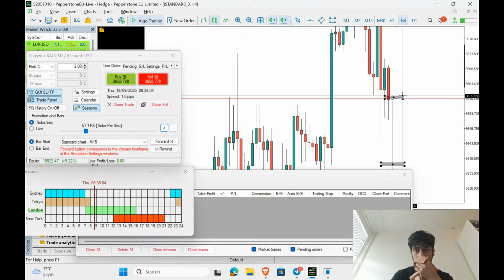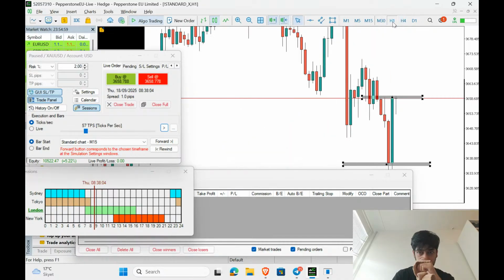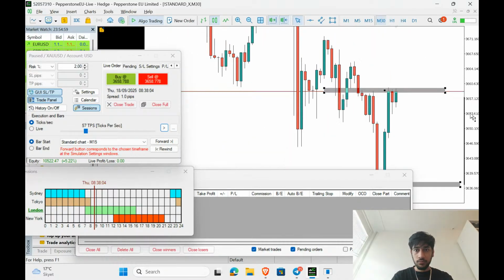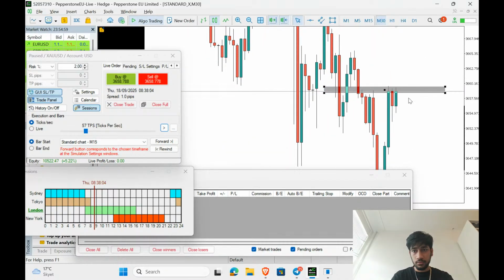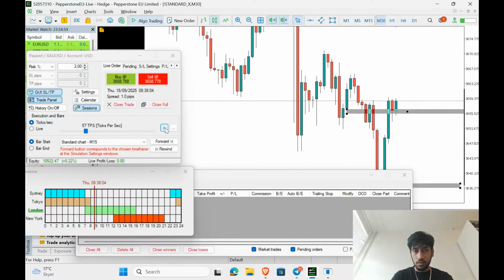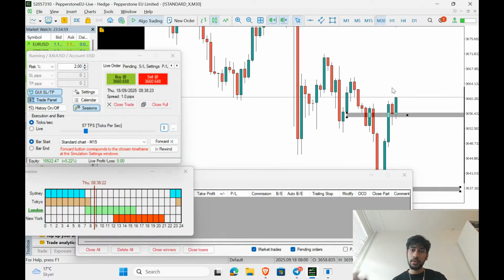Perhaps H4 to fill this range. And for M30 to move up, I don't think so. No, we need a candle to close, maybe.